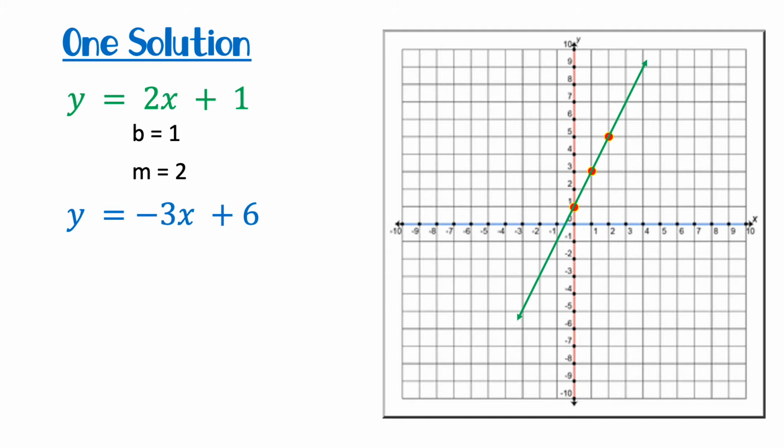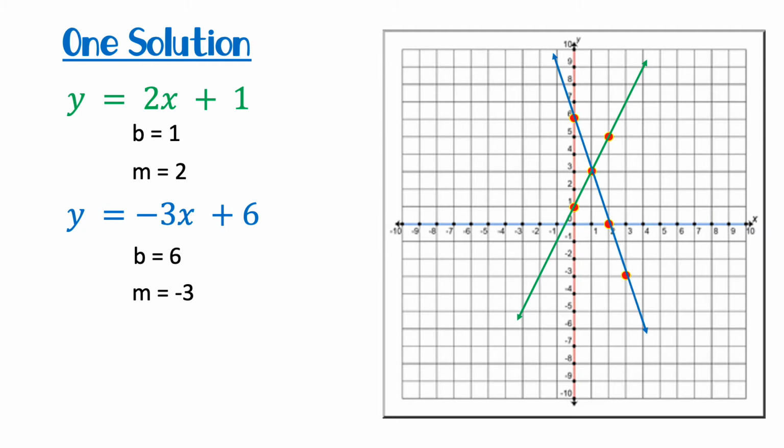Let's graph the next line. Negative 3x plus 6. We'll put our point at 0, 6. That's our y-intercept. We're going to use our slope to find our next points. Down 3 over 1, down 3 over 1, and we end up with points like this.